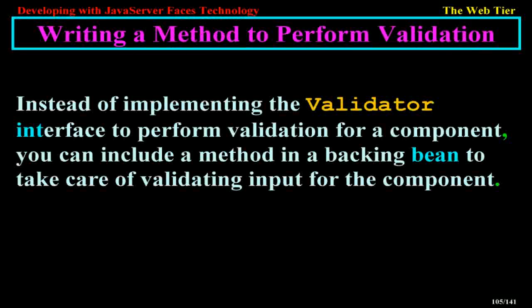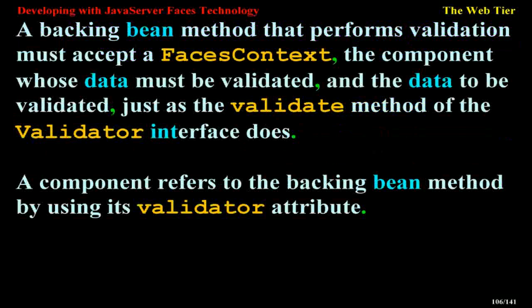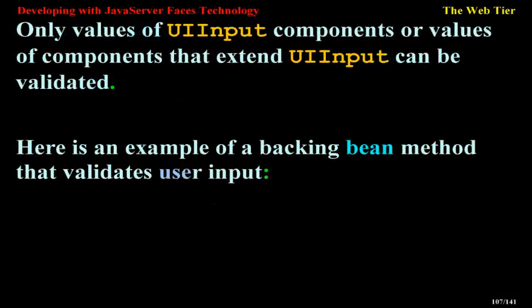Instead of implementing the Validator interface to perform validation for a component, you can include a method in a backing bean to take care of validating input for the component. A backing bean method that performs validation must accept a FacesContext, the component whose data must be validated, and the data to be validated, just as the validate method of the Validator interface does. A component refers to the backing bean method by using its validator attribute. Only values of UIInput components or values of components that extend UIInput can be validated.